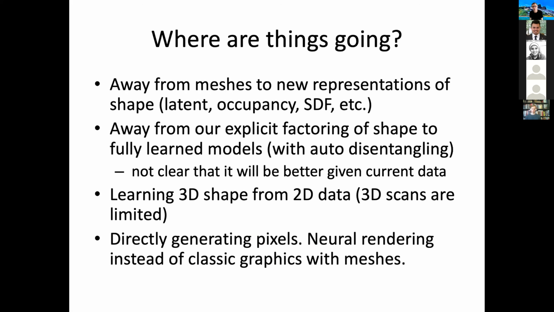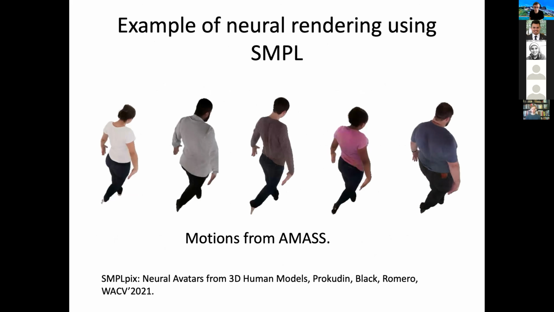And then where's the field going? There's a lot of interest in moving away from meshes in the computer vision community towards latent representations of occupancy or signed distance functions, et cetera. Moving away from this explicit factoring towards maybe automatically learning to disentangle. You might need more data to do that. And learning 3D shape from 2D, because there's just, as we've talked about, a very limited amount of scan data in the world. So if you could learn from 2D data, it would be great. And also moving away from classic graphics and meshes towards some form of neural rendering.